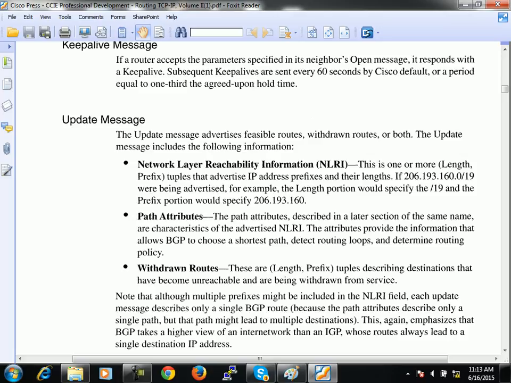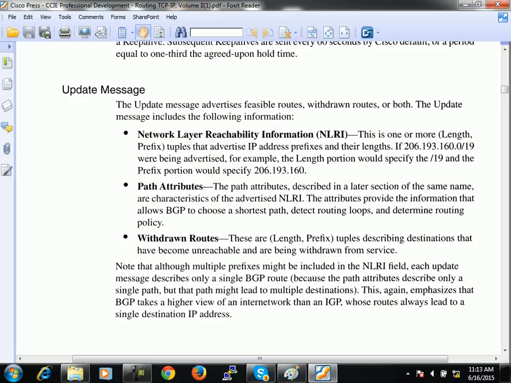Update message, as I said, will have NLRI and path attributes. Apart from that, it also has withdrawn routes. So let's say one of your interfaces, one of the links, has gone down. How will it inform its neighbor? Again, it has to send an update message, right? It has to send an update packet towards its neighbor, but it will specify that prefix under withdrawn routes, so that the neighbor can withdraw those prefixes from its BGP table. So I hope you have understood the uses of withdrawn routes as well.